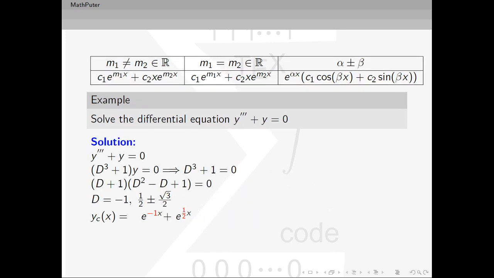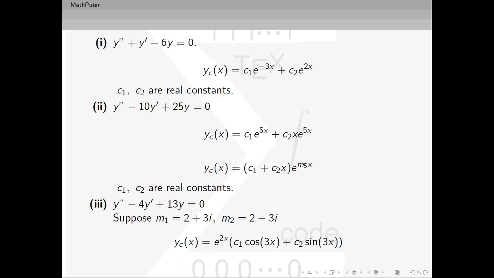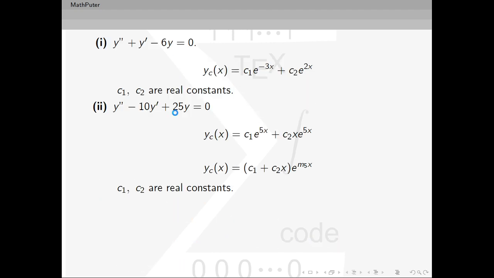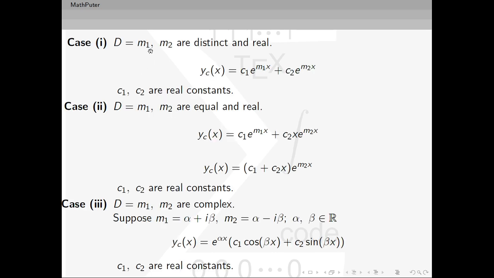Now let me discuss again the same thing. Three cases we have discussed. When the roots are real and distinct, then we have e raised to m1x and e raised to m2x, these two functions. When the roots are equal, then to make linearly independent functions, we multiply by x. And when we have the complex roots alpha plus i beta, then the real part becomes the power of the exponential, e raised to alpha x, and the imaginary part will be in the trigonometric functions, c1 cos beta x plus c2 sin beta x.